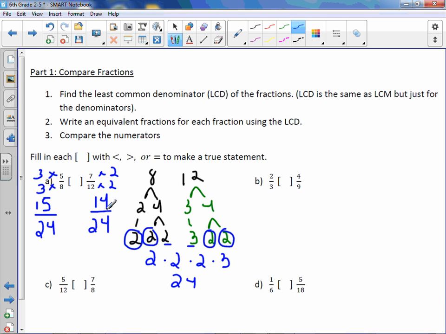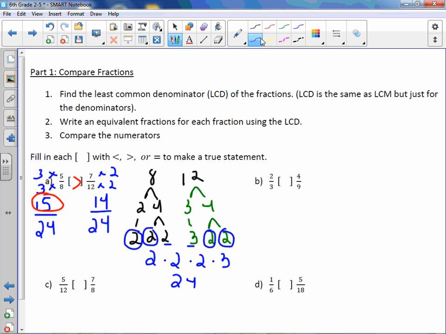So we're comparing 15 over 24 and 14 over 24. Now that they have the same denominator, I can clearly see that 15 is greater than 14, which means this is a greater than symbol.